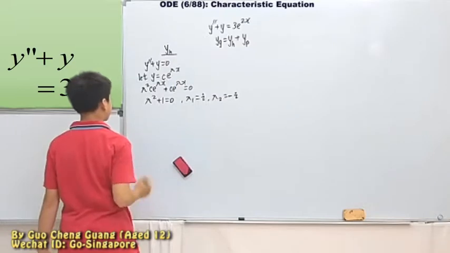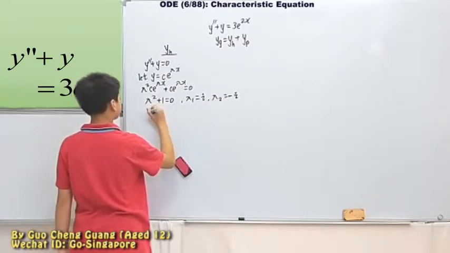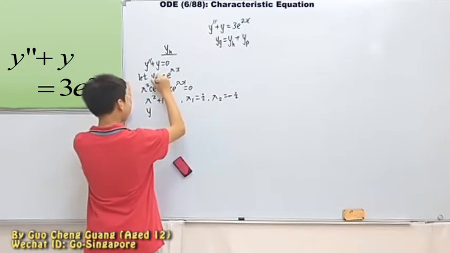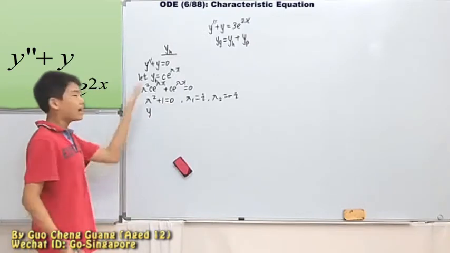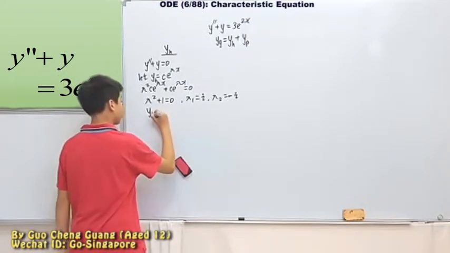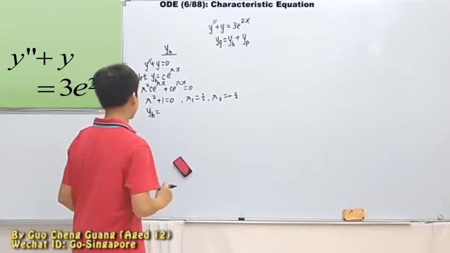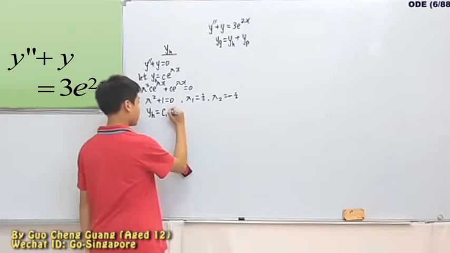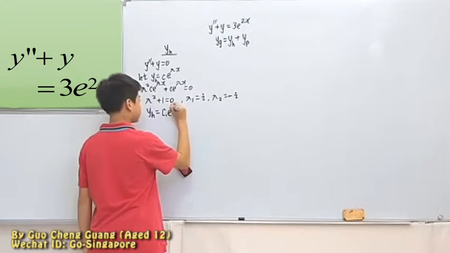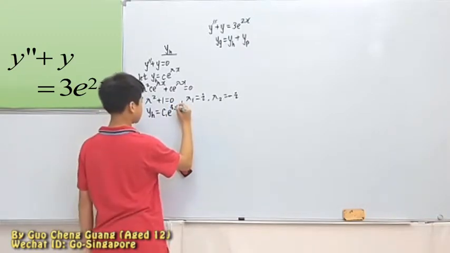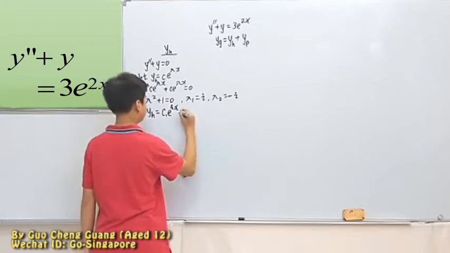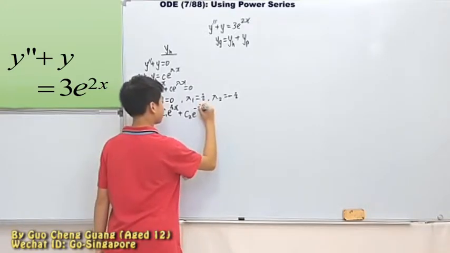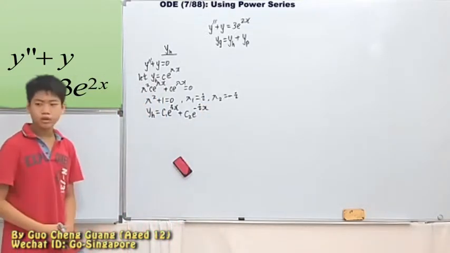Next part, just substitute it in. So you just let this be y, or if you want to specify, you can say y_h, but y also works if you want. So y_h will be, first part, C1 e to the power of ix. The next part, C2 e to the power of negative ix. What do you think of this?